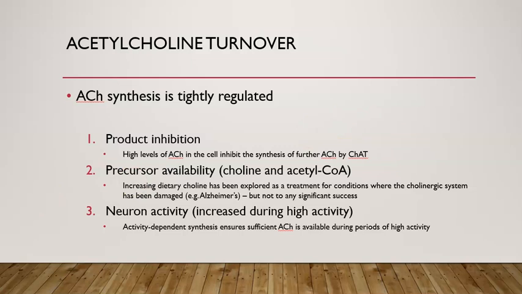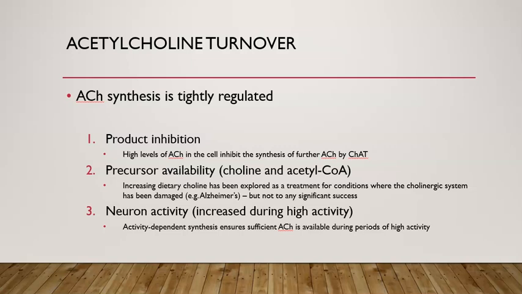The second thing that will regulate the amount of synthesis of acetylcholine would be the precursor availability. In other words, how much choline and acetyl coenzyme A there is available to be synthesized into acetylcholine. Of course, the first big thing would be the amount of dietary choline that someone has. It has been looked at to increase the dietary choline in people in order to allow for more synthesis of acetylcholine, so that we can use it as a treatment for conditions where the cholinergic system is damaged.